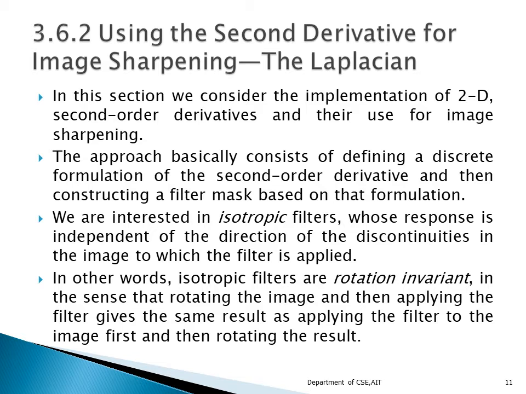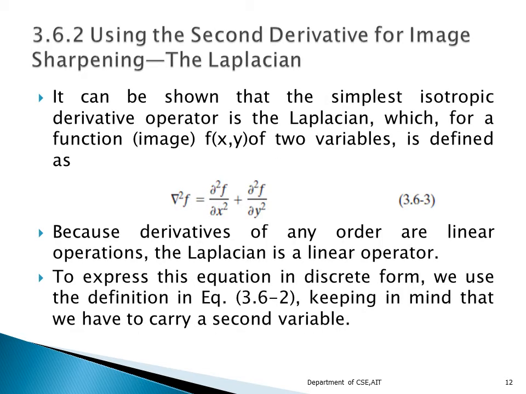This isotropic filter is also rotation invariant. That means if I apply my filter and then apply the rotation, or apply the rotation and then apply the filter, both give the same result. The simplest isotropic derivative operator is called the Laplacian. For two variables, the equation is given by 3.6.3. We know that derivatives of any order are linear operations, so the Laplacian is also a linear operator.